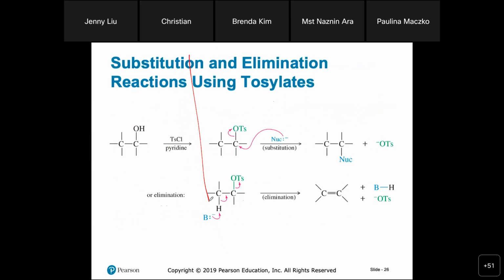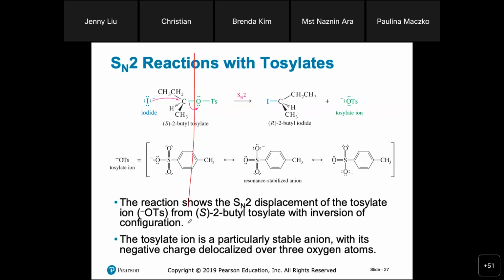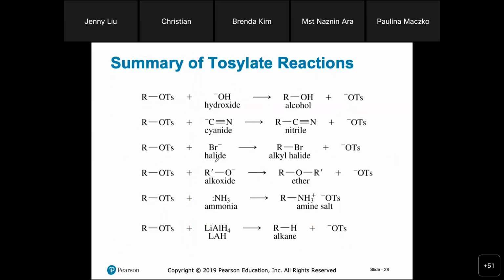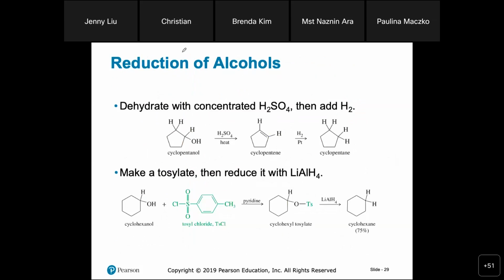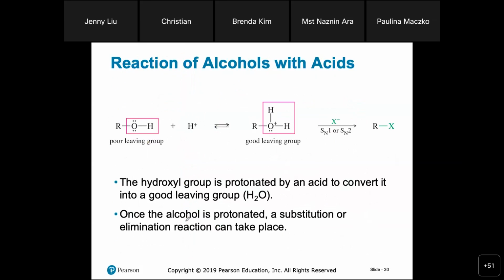We will start with HCl. Yeah, the reaction of alcohol with acid, because then we need to explain the substitution 1 and the substitution 2 reaction. So this is our 11.7 starting.